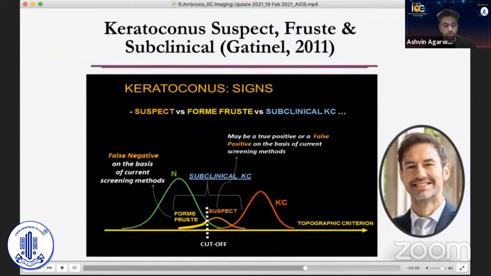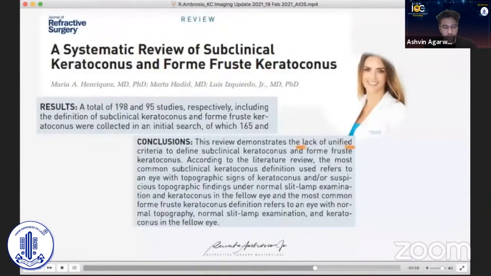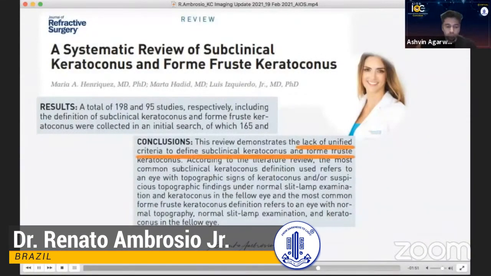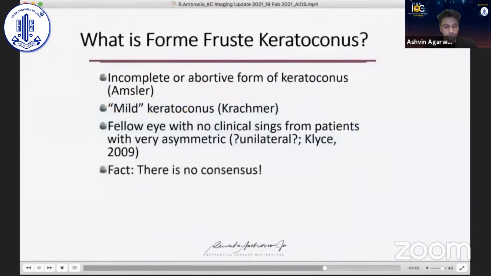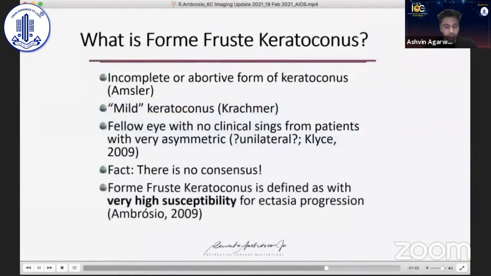We have the very nice understanding from the Klyce-Maeda topographic criteria, and this very nice theoretical separation that we see here is what we're trying to achieve with artificial intelligence. Interestingly, a systematic review found there is no criteria for defining subclinical and forme fruste keratoconus in 95 studies. We have to understand there's no consensus, and my humble contribution is that ectasia susceptibility is a better term to define forme fruste keratoconus.